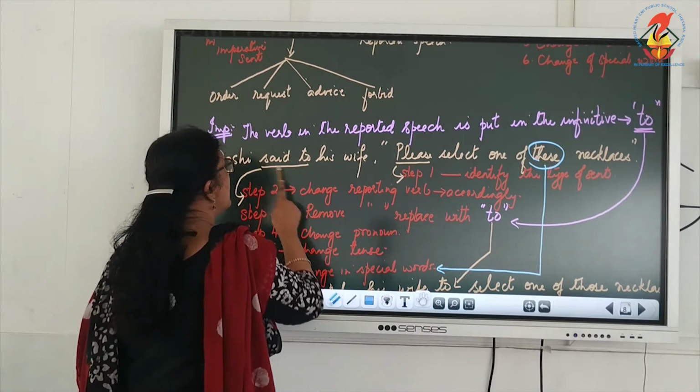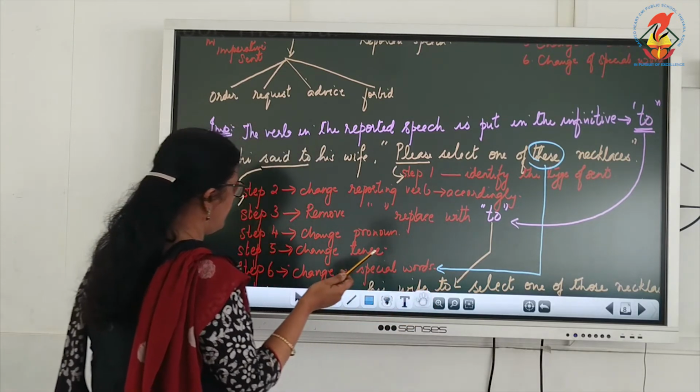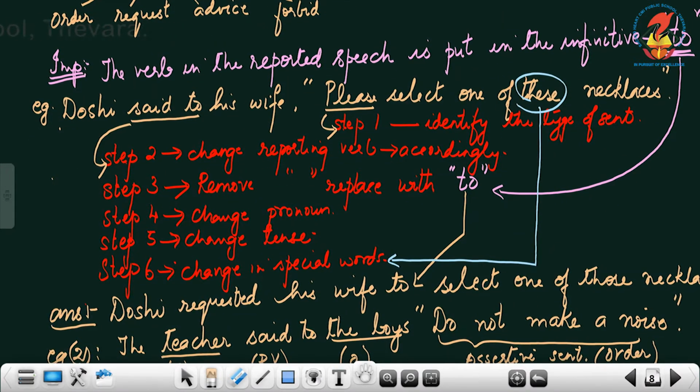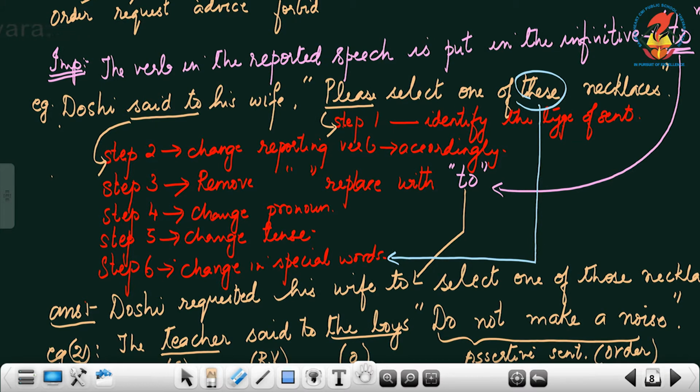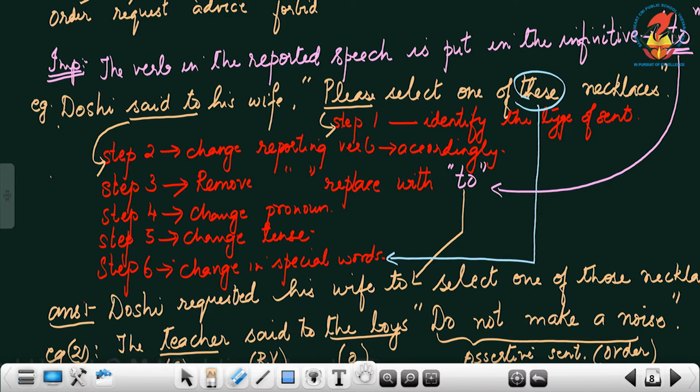So we can say "said to" can be replaced with a better word, and we are going to use the word request. Now, third step: we are going to remove the quotation marks, and we are going to replace them not with the conjunction that, but with to. Remember, I told you in imperative sentences we do not use the conjunction that, we use to. We completed step number 3.